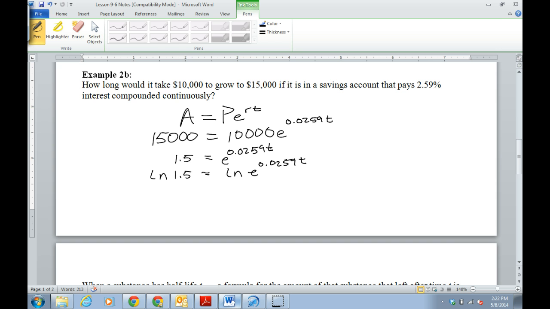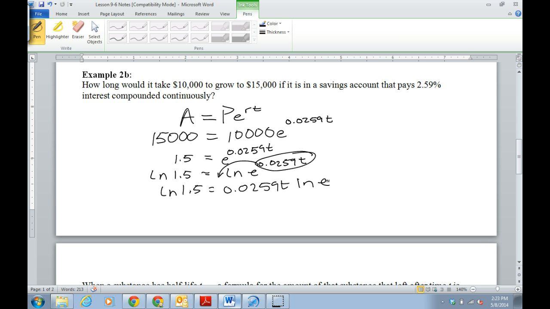Okay, so what happens to our exponent, Gunnar? What happens to our exponent? It goes to the front of the natural log. Yep, it goes to the front of this, right? So this all just kind of goes bloop right there. Okay? So now we have natural log of 1.5 equals 0.0259 t natural log e.